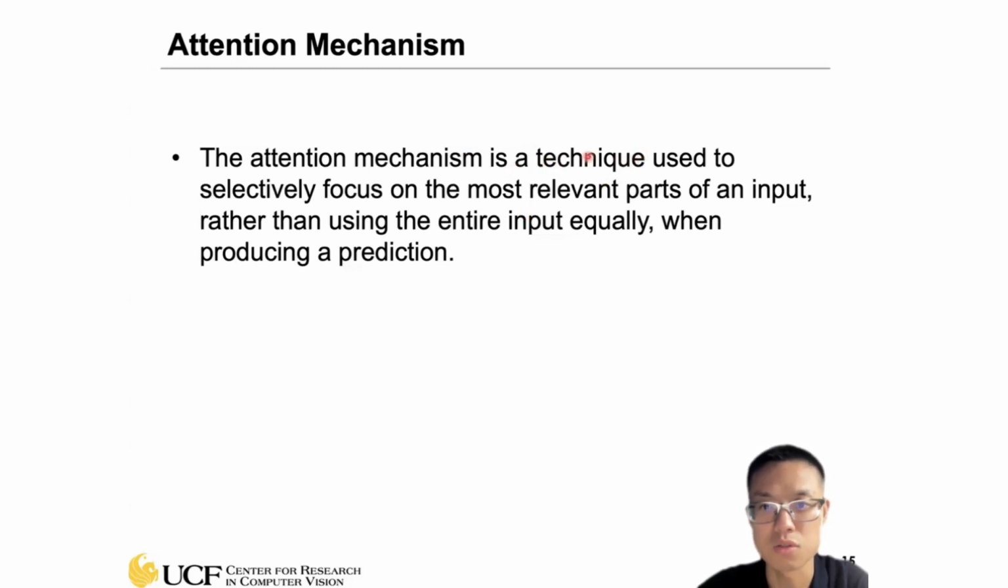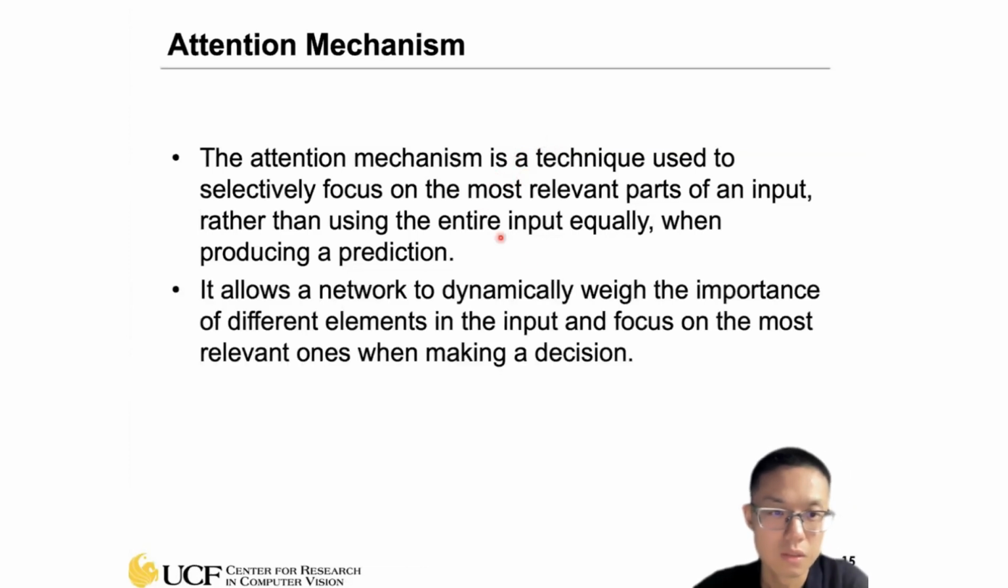In an image, we also need to focus on maybe a particular region when we generate a caption or make a classification. Some parts are more important than others. We call this the salient region, so that the prediction can be more accurate. The attention mechanism allows a network to dynamically weigh the importance of different elements in the input and focus on the most relevant ones when making a decision. Basically, we weigh these different elements and only focus on those that are important for decision making.